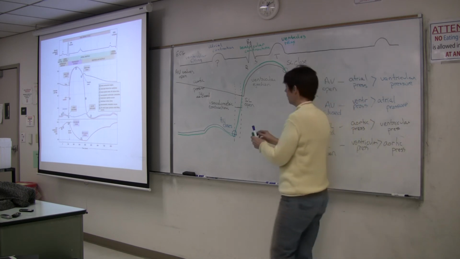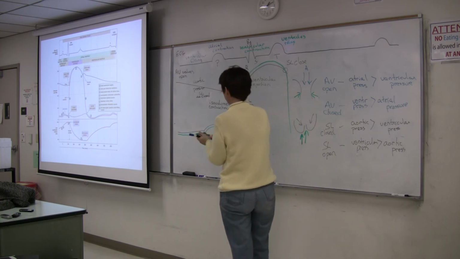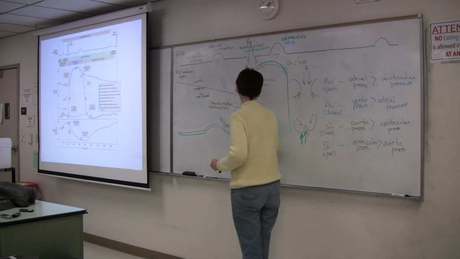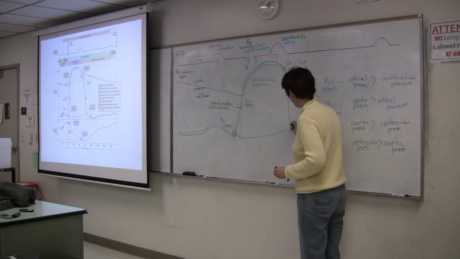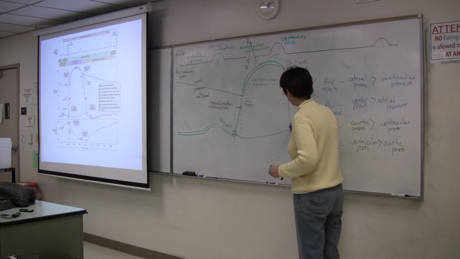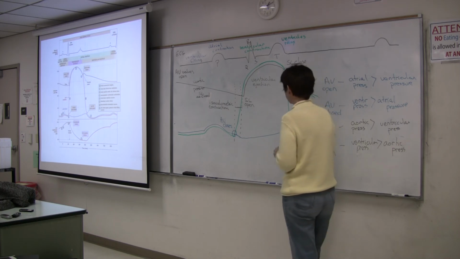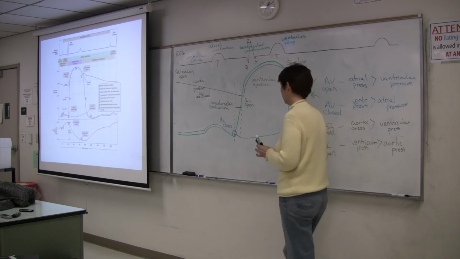Okay? Now, ventricular pressure continues to drop. In the meantime, our atrial pressure has risen slightly because the AV valves are closed. And ventricular pressure drops below atrial pressure as they completely relax. And what happens to the valves? AV valves will open.